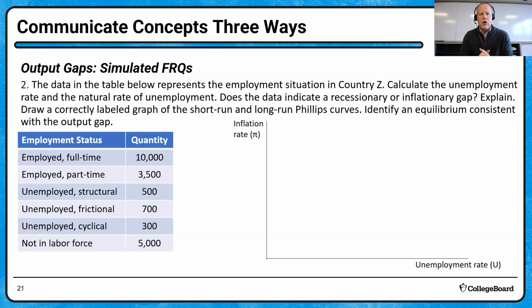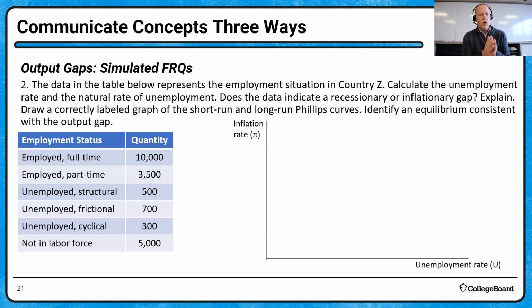The data in the table below represents the employment situation in country Z. Calculate the unemployment rate and the natural rate of unemployment. Does the data indicate a recessionary or inflationary gap? Explain. Draw a correctly labeled graph of the short run and long run Phillips curve, identifying equilibrium consistent with the output gap. So again, pause the video, evaluate the data, work your way through it, draw your graph, turn the video back on, and we'll look at the correct answer.